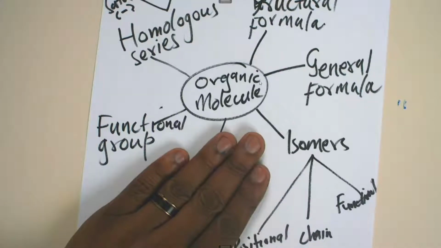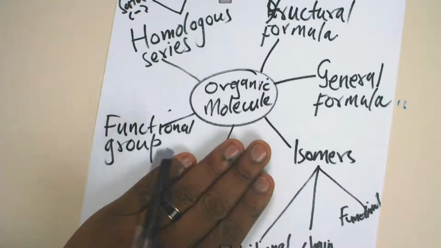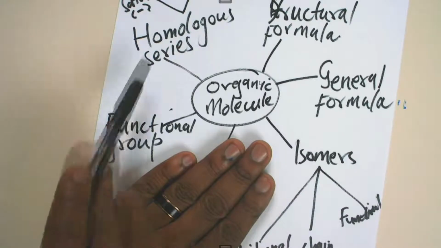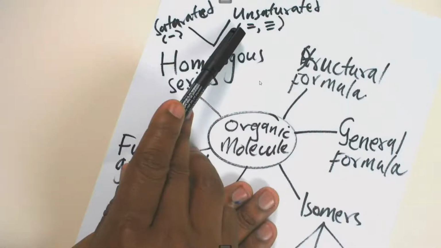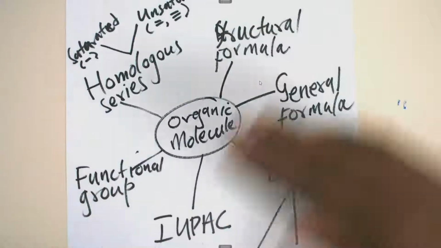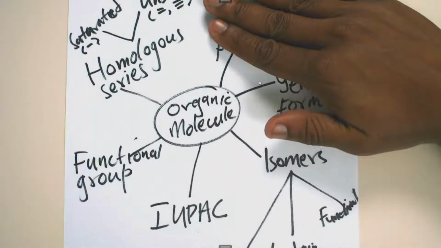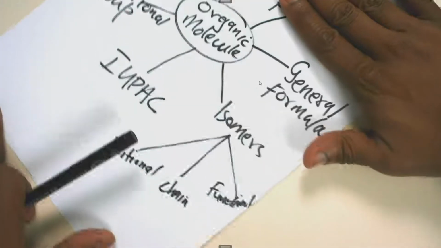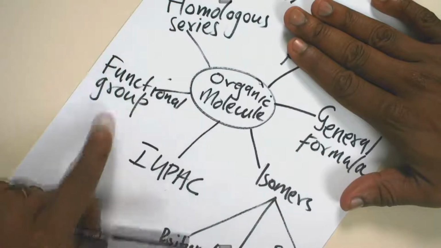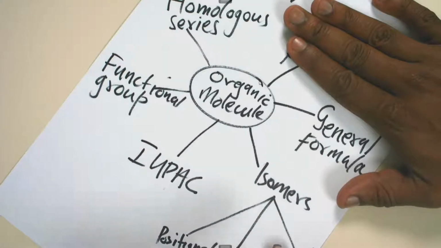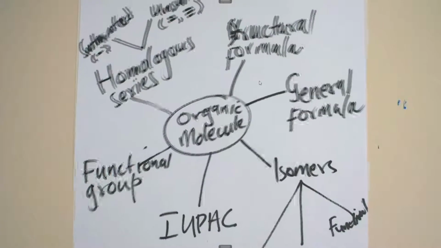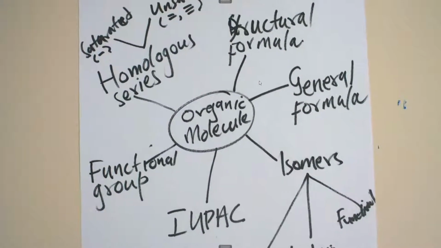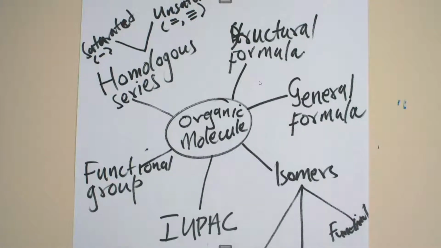If I am given the IUPAC name, then the examiner can ask the functional group, homologous series, or even extend it further to saturated and unsaturated. If I am given the structural formula, then the examiner can further extend it to homologous series, functional group, IUPAC name, and the isomers. So this is what we should have in mind when working with organic molecules. These are the possible pillars where the questions can come from.